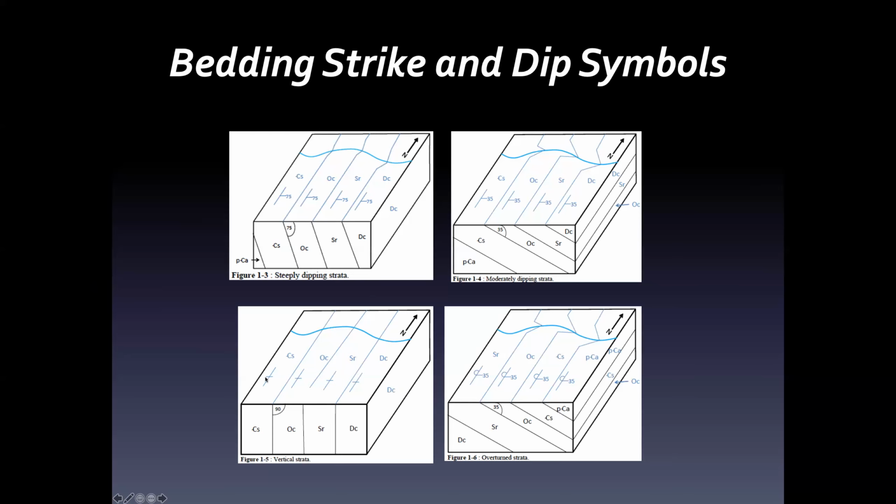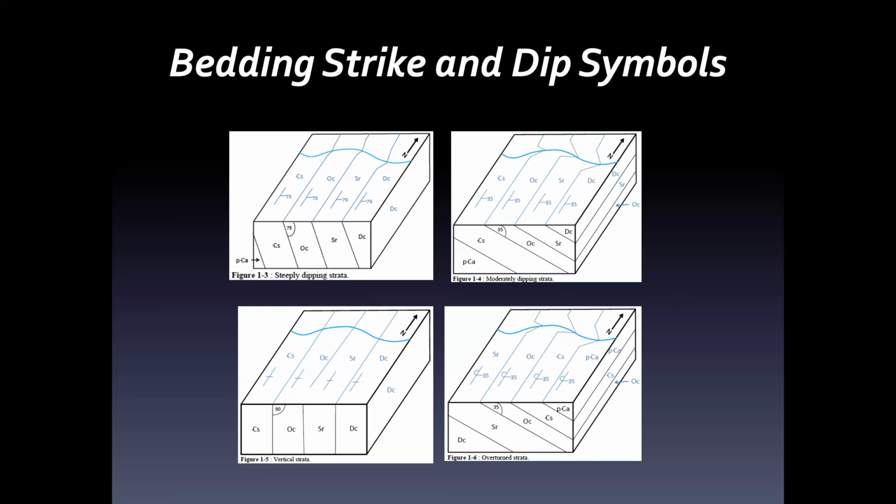Example down here are some vertical units. Cambrian, Ordovician, Silurian, Devonian. Vertical strike dip symbol. Note that there's no V when you cross the stream valley. This is a little bit different, and these beds are overturned.